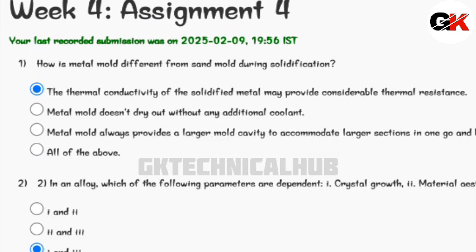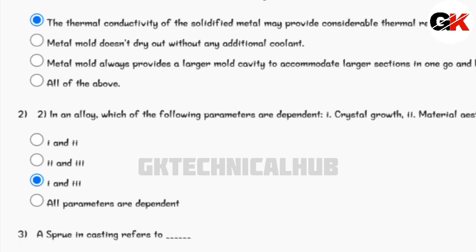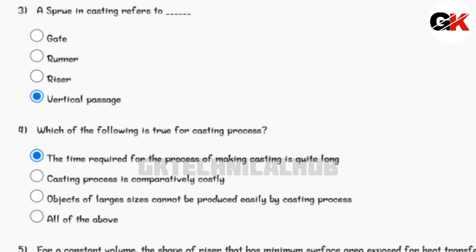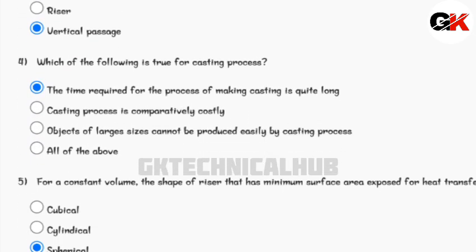How is a metal mold different from a sand mold during solidification? In an alloy, which of the following parameters are dependent: crystal growth, heat, material aesthetic, thermal gradient? A sprue in casting refers to which of the following is true for the casting process?